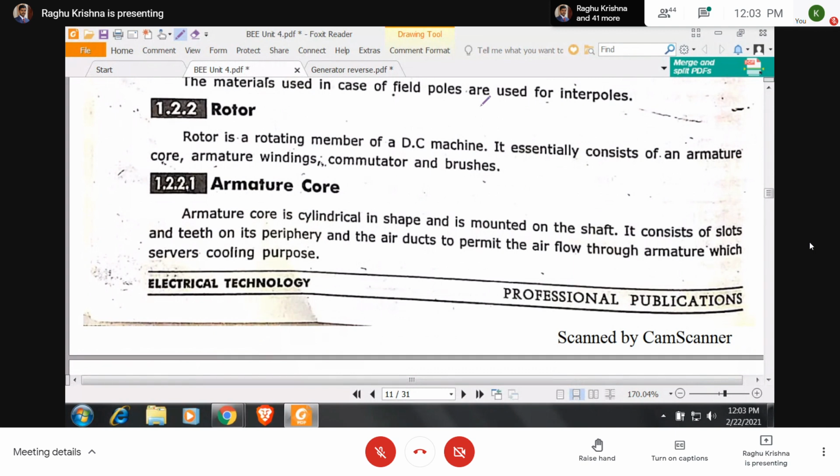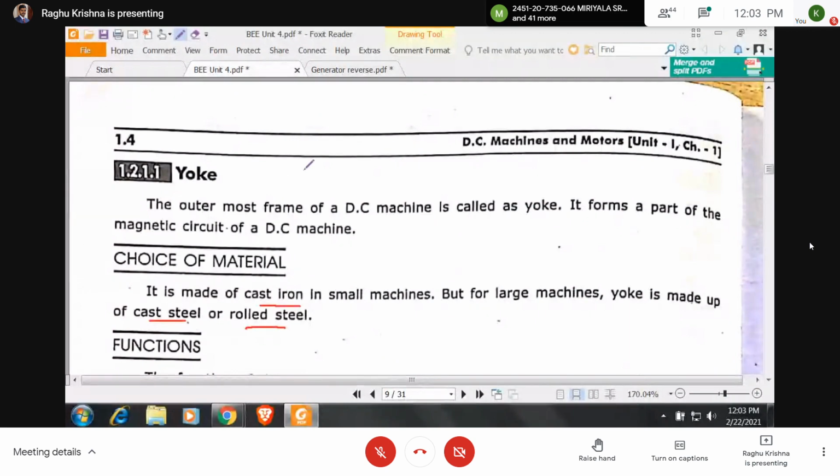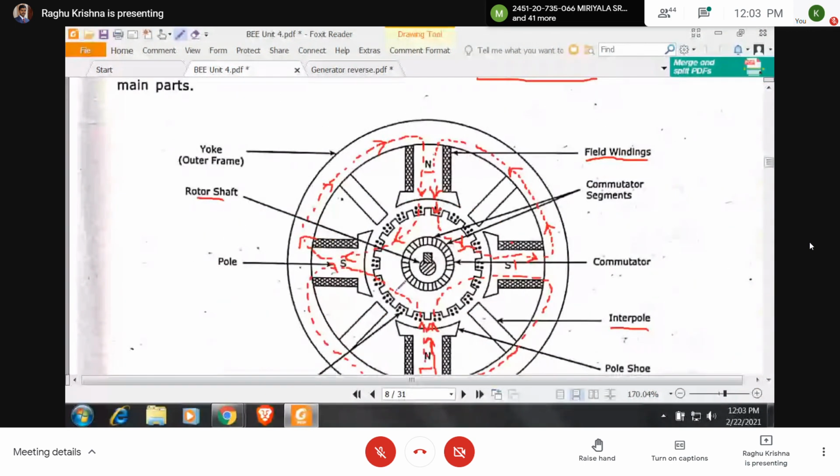So the stator part is completed. Now the rotor part. The rotor is the rotating member of a DC machine. It essentially consists of an armature core. Here in the center we have the armature core. On the armature core you are going to have the armature winding. Just like in an induction motor, here also you have an armature core. On the armature core you are going to have the armature conductors. Conductors are placed on the armature.